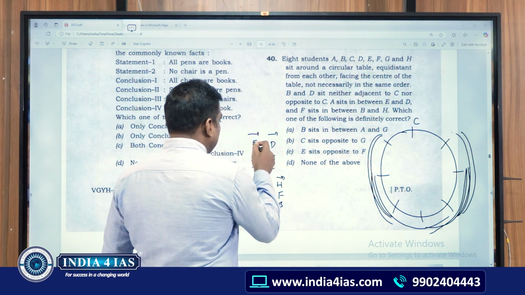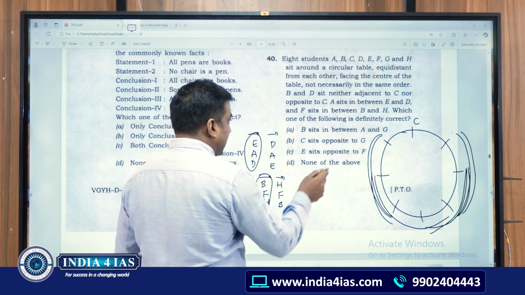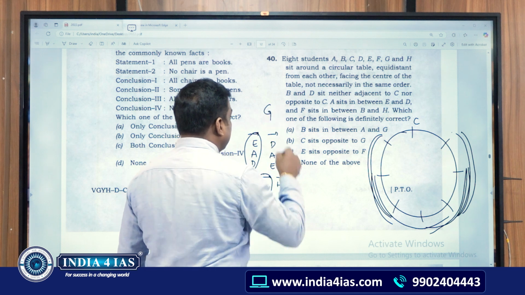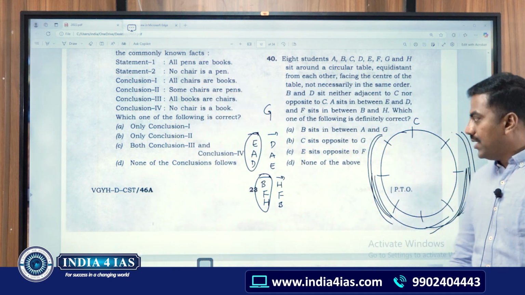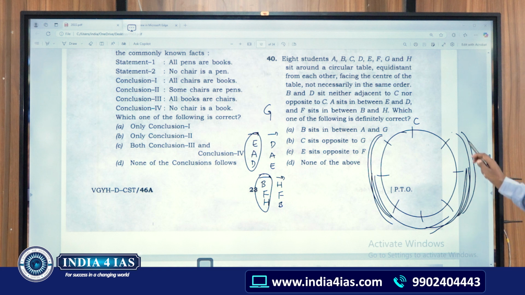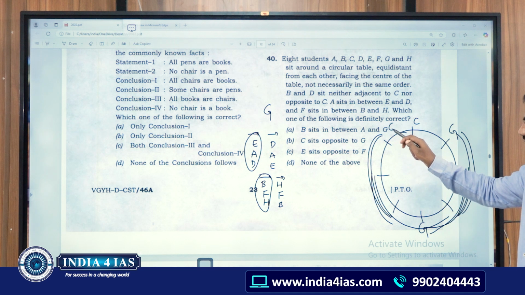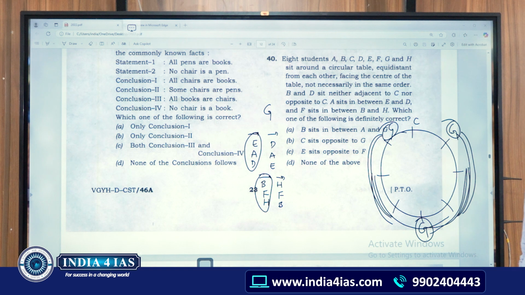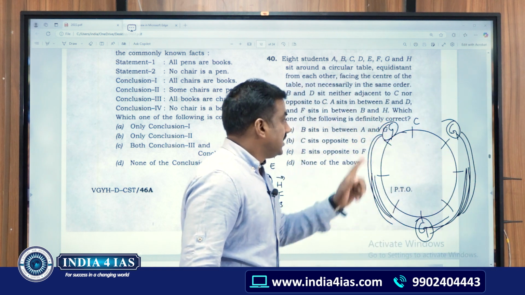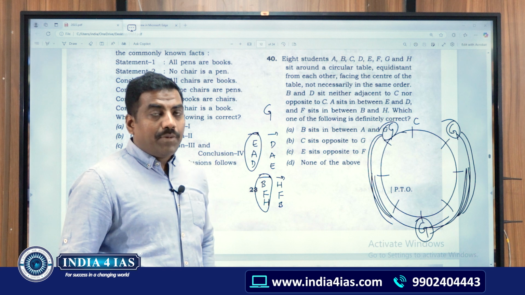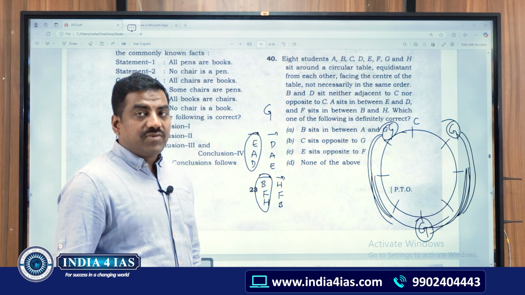But the remaining person is who? 3 persons are here, 3 persons are here, and C is there. The remaining person is G. When they occupy these 3 continuous places and these 3 continuous places, G will come here. When they take these 3 and these 3, again G will come here. So, G has 3 places here, either adjacent to C or opposite of C. This is where G comes.